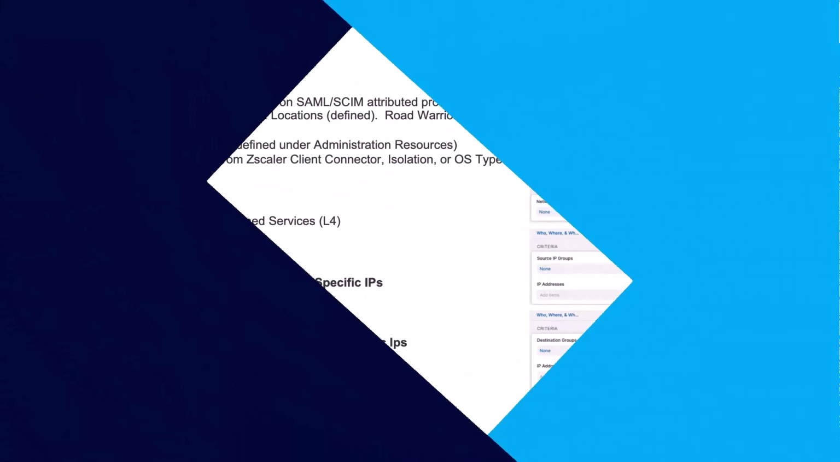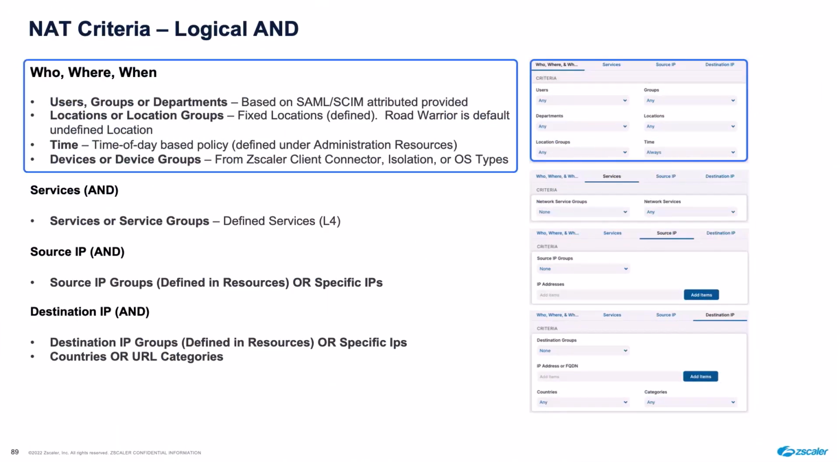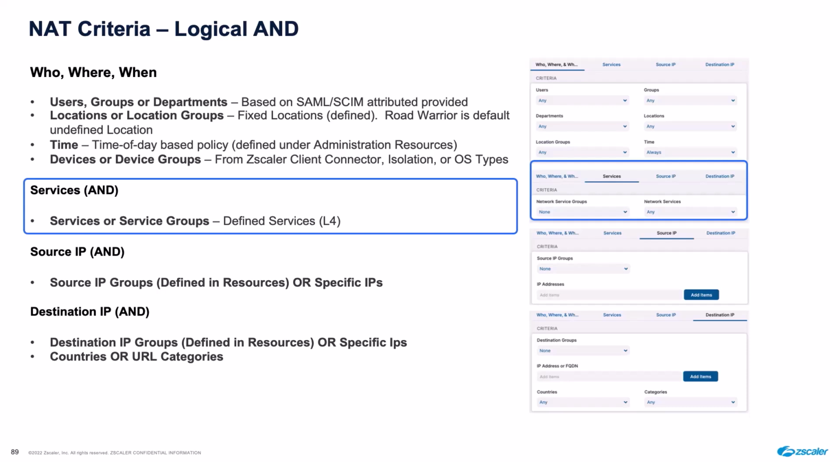With NAT control, similar to firewall control, there's a logical AND between the who, the where, the services, the source IP, and the destination IP. So again, users, departments, groups from the SAML and SCIM attributes, the locations from the previously defined locations, the time of day based policy, and the device groups and operating system types. The services are again the layer 4 services from the standard firewall.